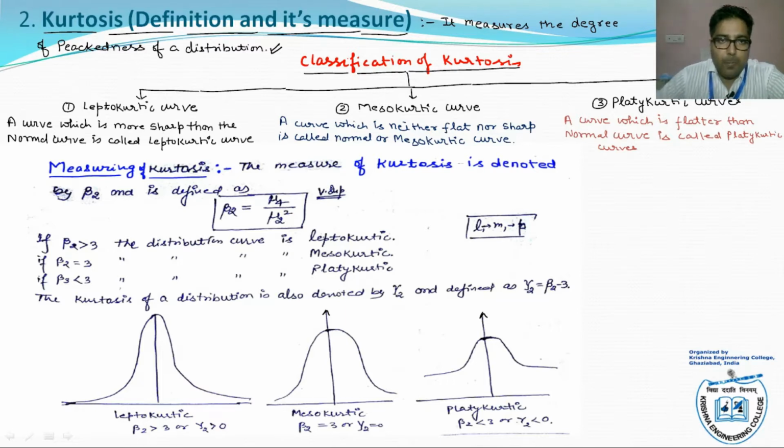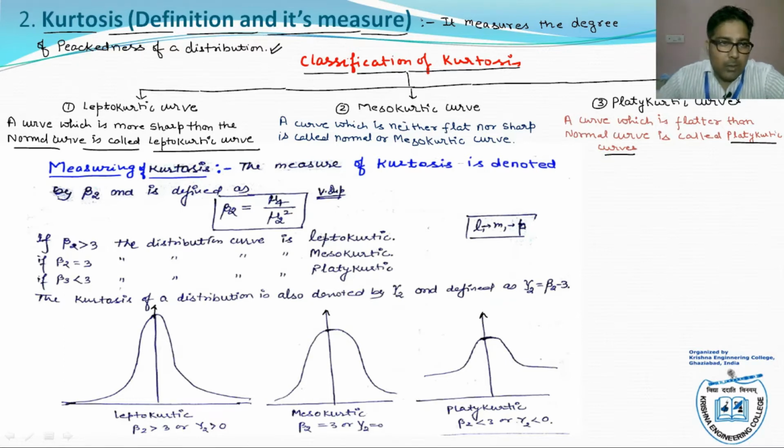Leptokurtic curve: a curve which is more sharp than the normal curve is called the leptokurtic curve. So, the first diagram is the leptokurtic curve, which is more sharp than the normal curve. And the platykurtic curve: a curve which is flatter than the normal curve is called the platykurtic curve. The third diagram is the platykurtic curve.